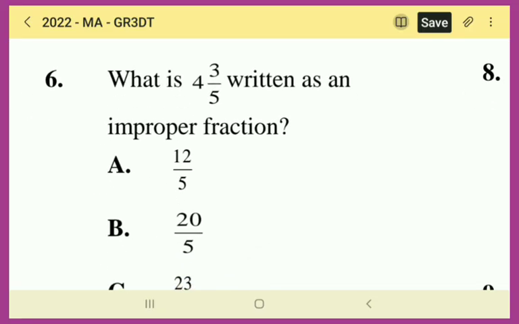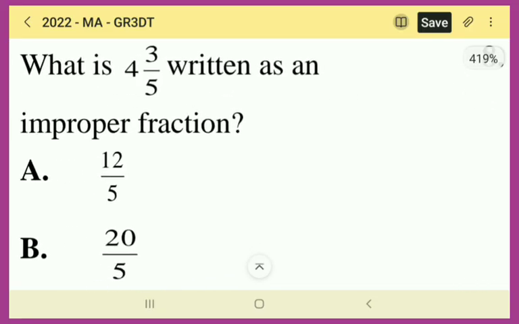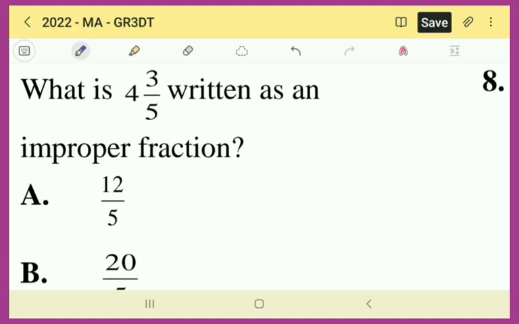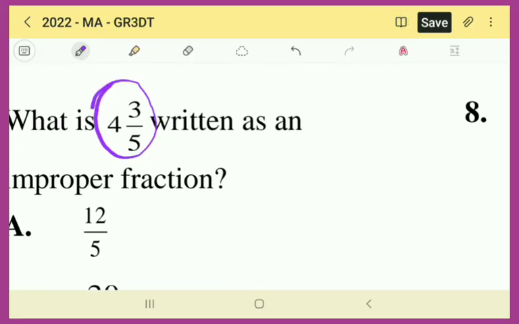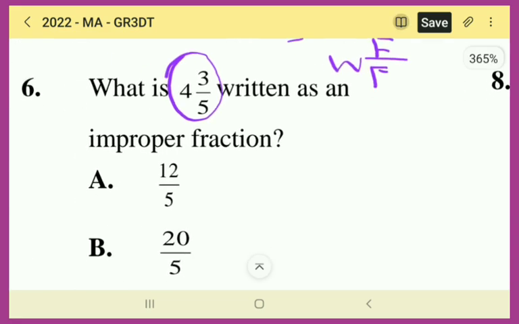What is 4 3/5 written as an improper fraction? Remember, in videos gone by, I would have told you or reminded you that an improper fraction will have the bigger number at the top. So a big number at the top and a smaller number at the bottom. Now you get an improper fraction from converting a mixed fraction. A mixed fraction, as we have here, will have a whole number, let's put W for whole, plus a fraction. That's a mixed fraction. So now we want to change this mixed fraction into an improper fraction.